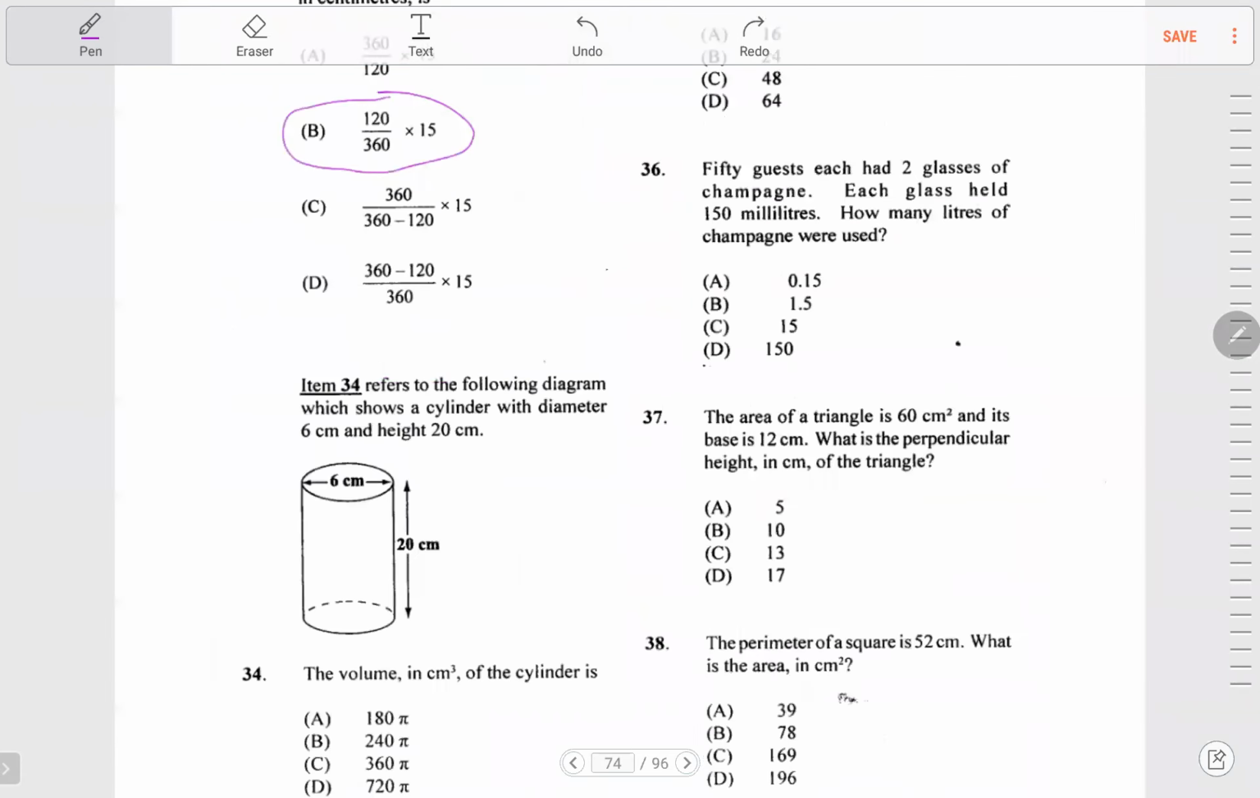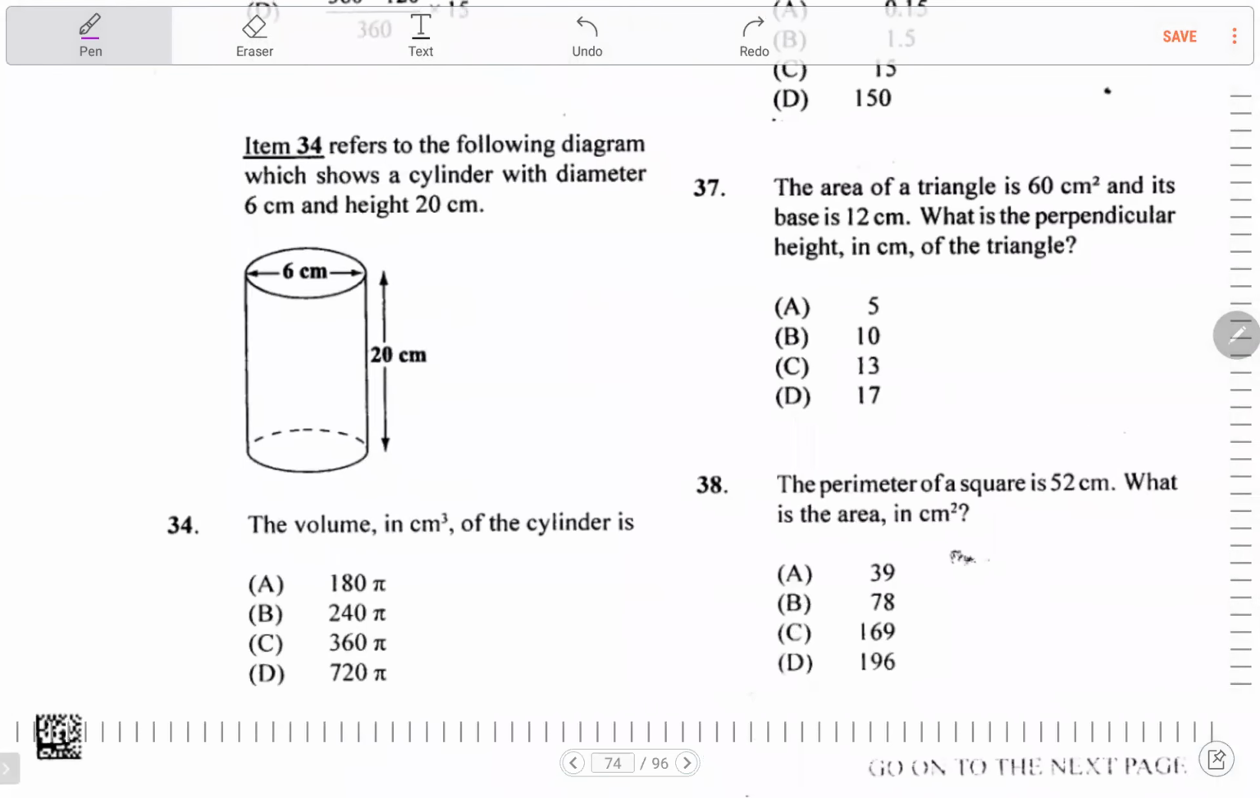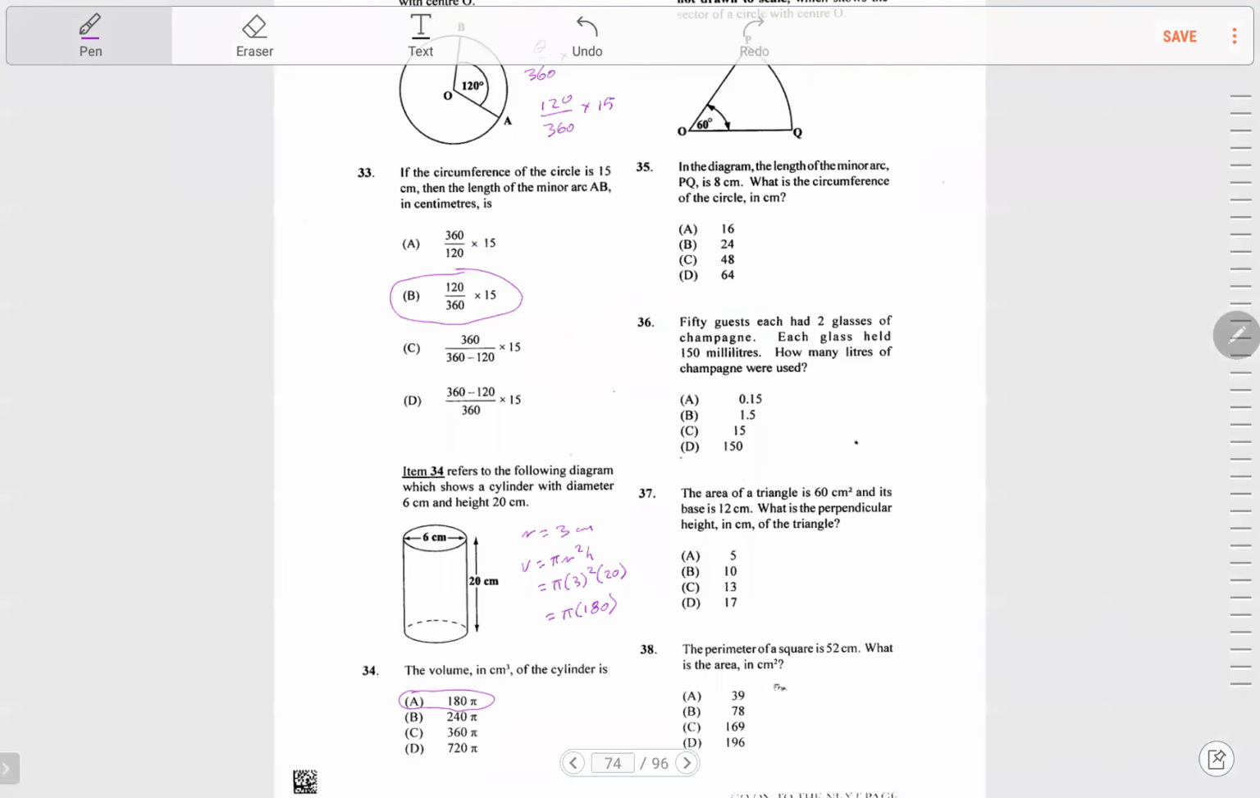Did this one before, right? The radius was 3 and the volume was pi r squared h. So it was pi times 3 squared times 20. 3 squared is 9, 9 times 20 is 180. So it's pi times 180, so it's 180 pi. The answer is A. Did that one already.